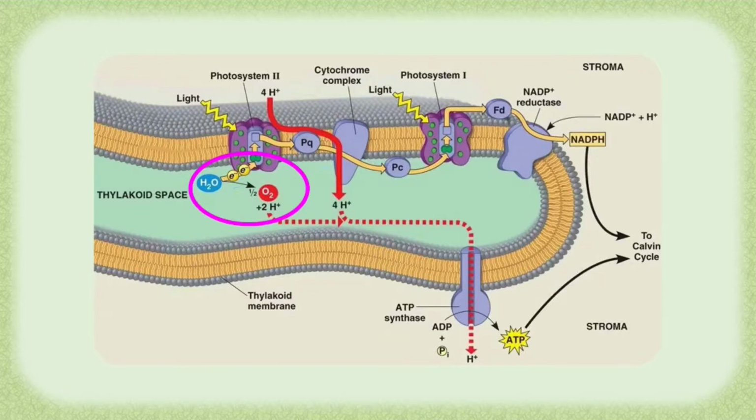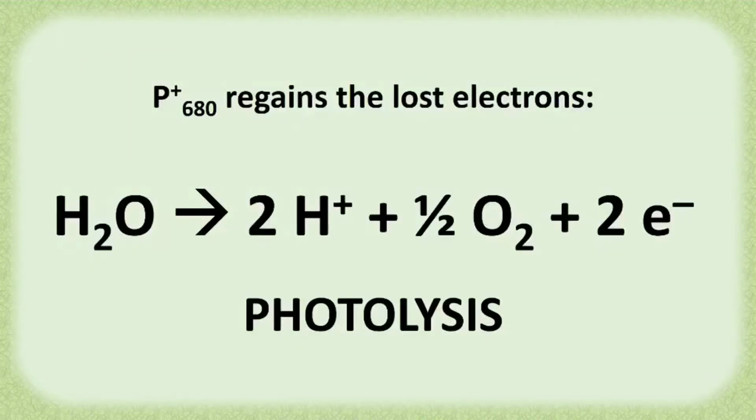And it's at this point that the oxygen that's so important to us as humans, as a waste product of photosynthesis, gets produced. So let's look at the detail of what happens there. The way the P680 plus gets its electrons back is by grabbing them from a water molecule. P680 plus is what's known as an oxidizing agent. An oxidizing agent is something that can take electrons from other things. And in fact, the P680 plus is the strongest oxidizing agent that you meet anywhere in the biochemistry of life.